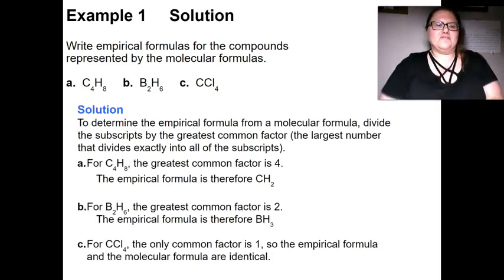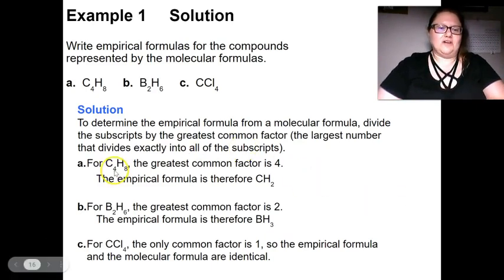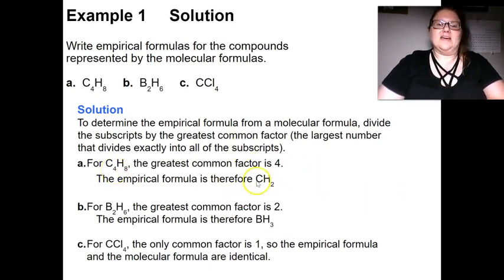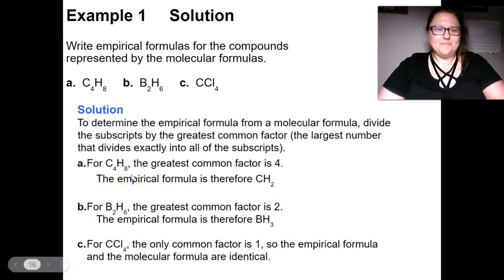So for C4H8, the largest number that would divide in both 4 and 8 would be the 4. So we're going to reduce this formula by dividing 4 by 4 and getting 1, so 1 carbon, and dividing 8 by 4 and getting 2 hydrogen. Empirical is CH2, molecular is C4H8.